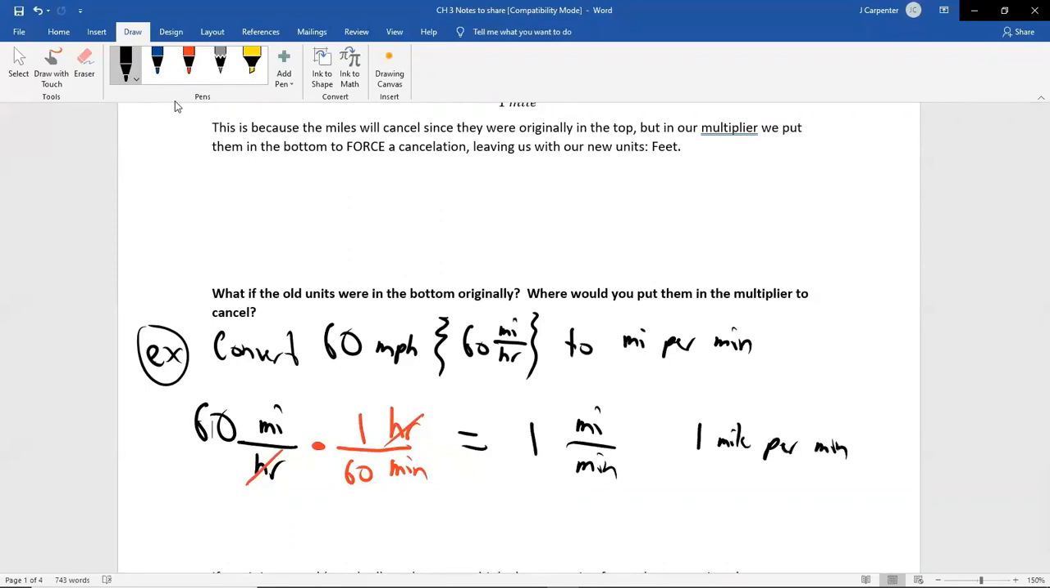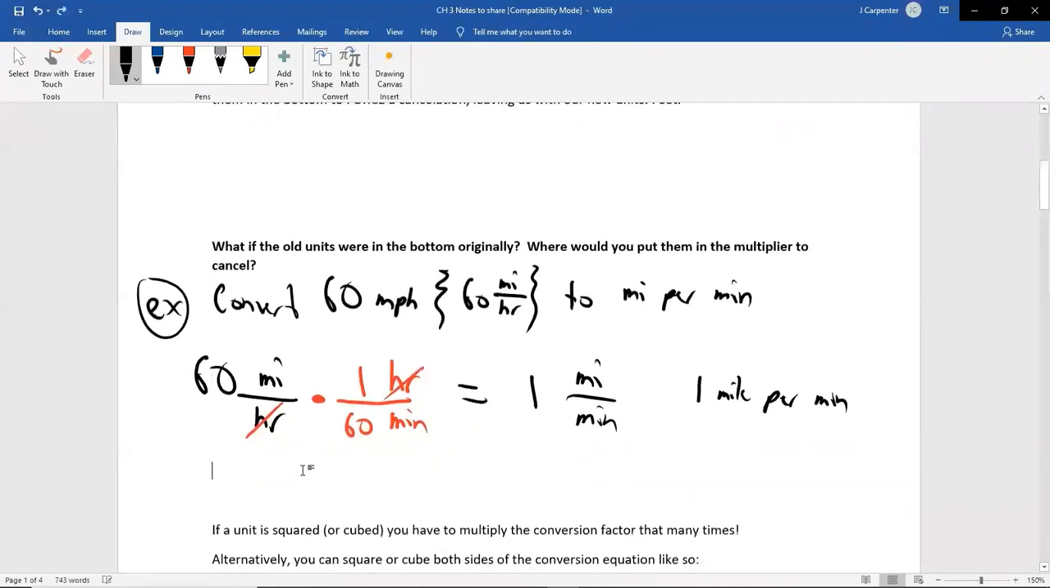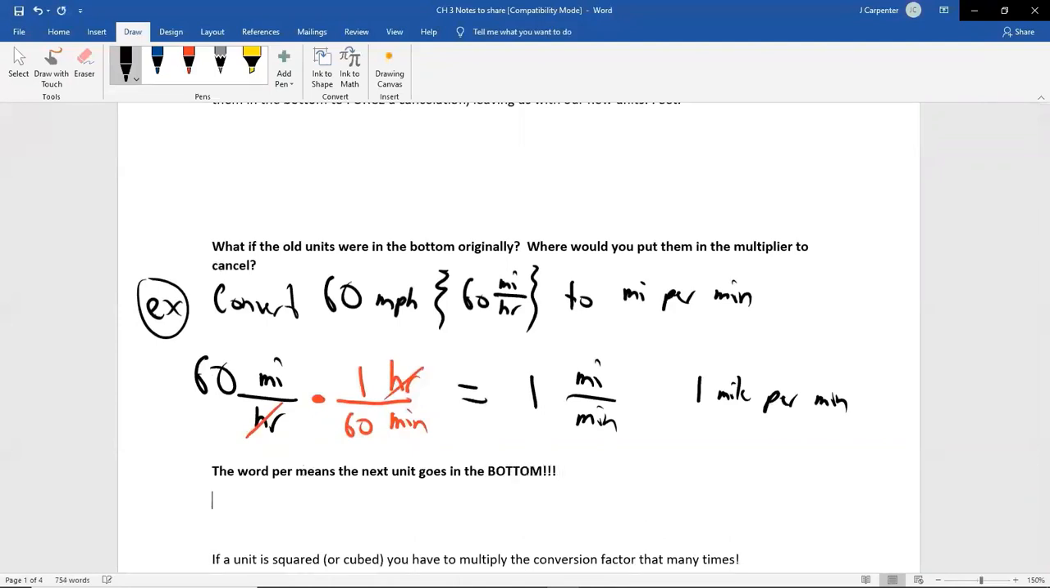I'm going to remind you for the 10th time, 5th time, something like that. The word per means the next unit goes in the bottom. The word per will always mean that the next unit goes in the bottom. So if you need to type that up, the word per means the next unit goes in the bottom. That is extremely important moving forward.